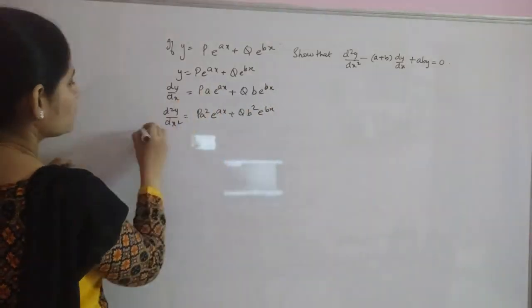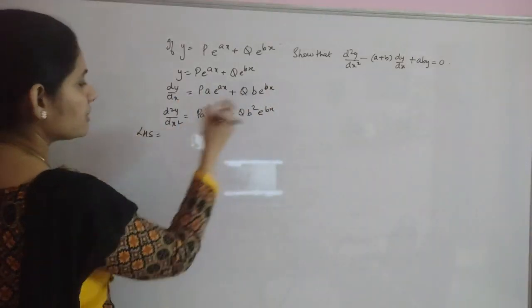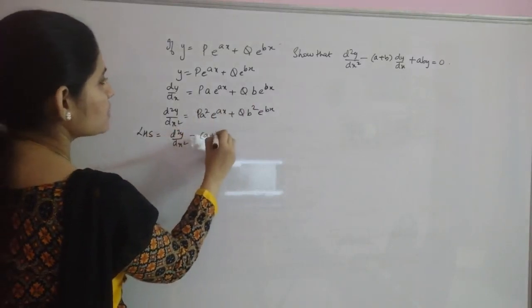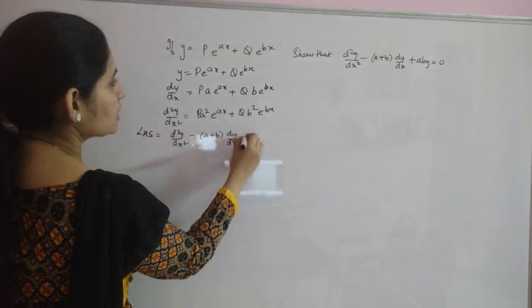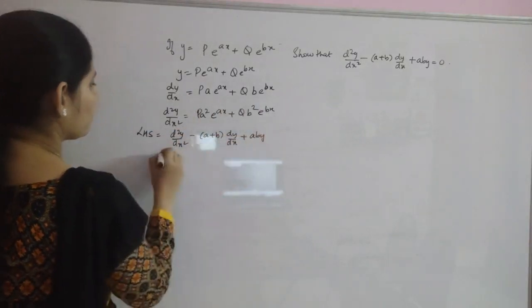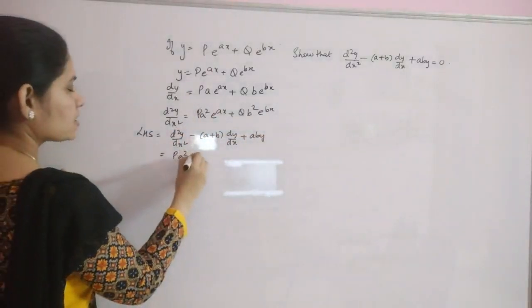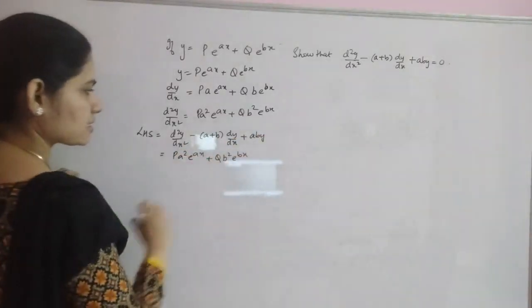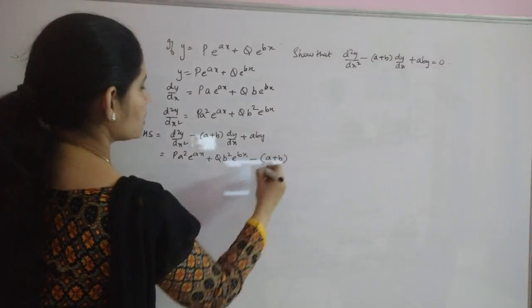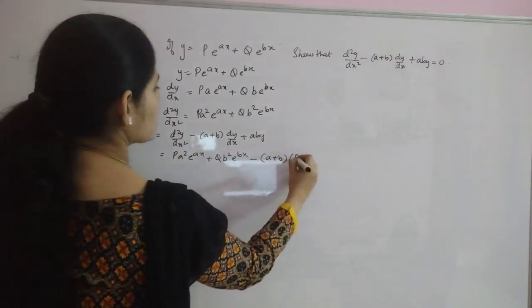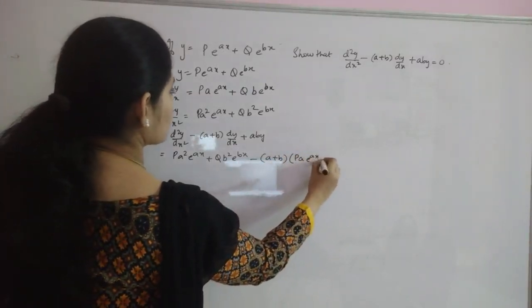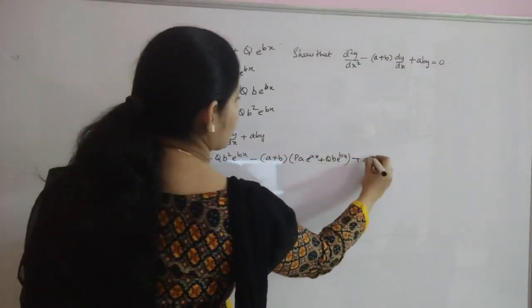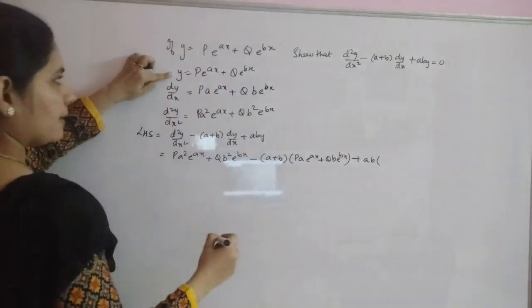Okay. Now we will just start with the left hand side, replacing the values which we got. d square y by dx square minus of a plus b into dy by dx plus aby will be equal to p a square e raised to ax plus q b square e raised to bx minus of a plus b into dy by dx. Replace p a e raised to ax plus q b e raised to bx plus ab into what is y?